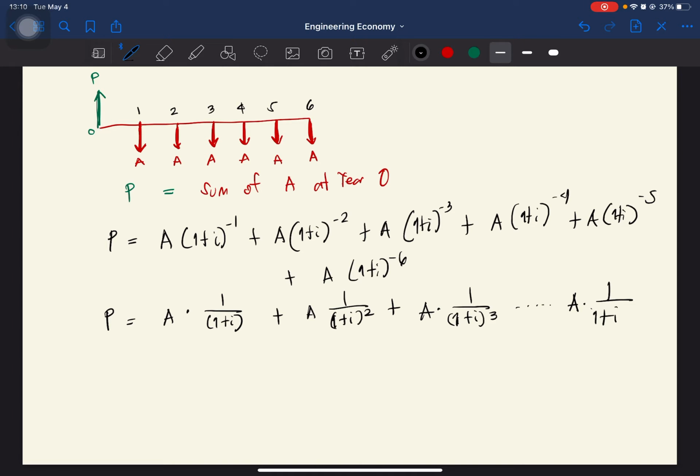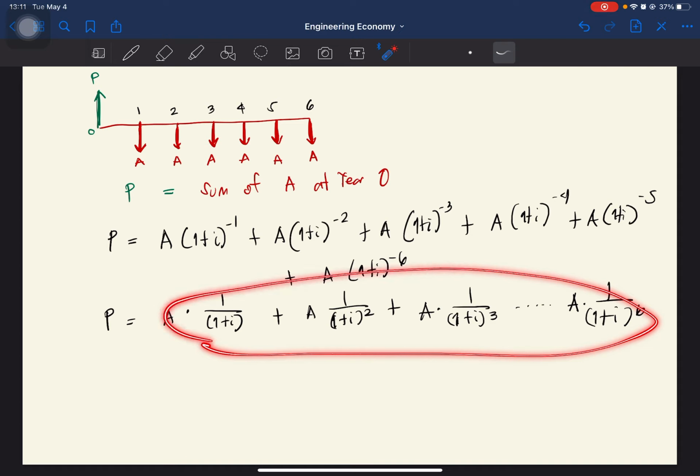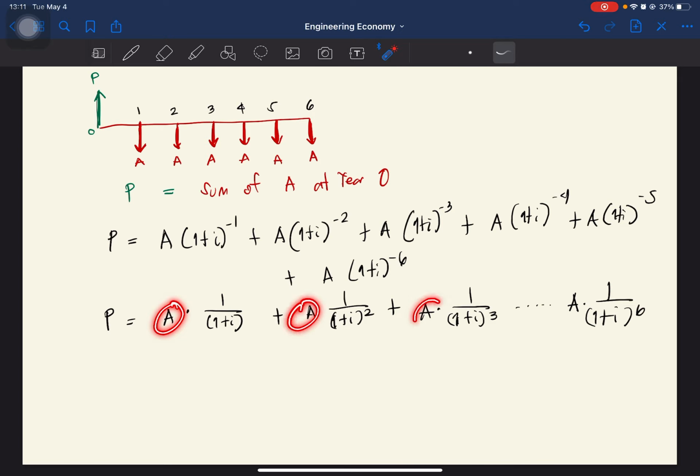Hanggang 1 plus i raised to 6. Okay? Then, let's try to factor out lahat ng A. Of course, itong mga summation na yan, may mga common na silang factor, which is A. So, let's try to factor them all out. Tapos, mangyari, P equals A.